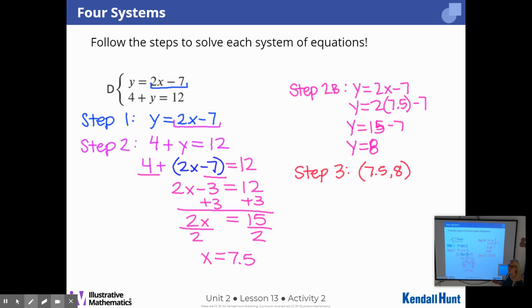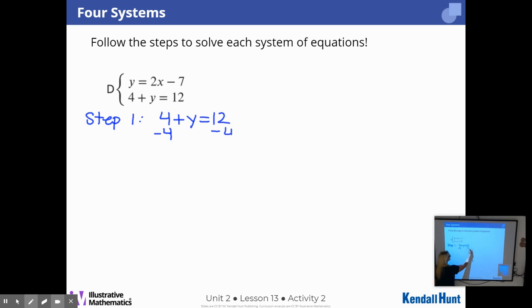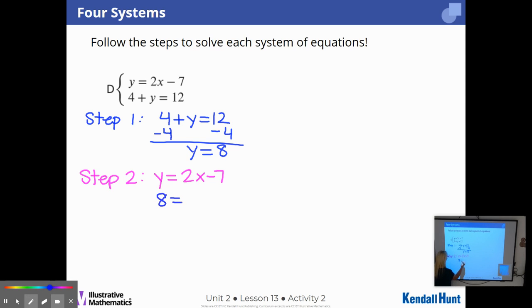I'm just going to erase this and show you the second way that we could have done this. So we could have started by using the second equation instead of the first. So for our step 1, we would have had 4 plus y equals 12 and subtract 4 from both sides. And we know that y is equal to 8. So you can get it that way. And then moving on to step 2, we would plug that into the other equation. So we have y equals 2x minus 7. So where I have a y, I'm going to replace that with 8.